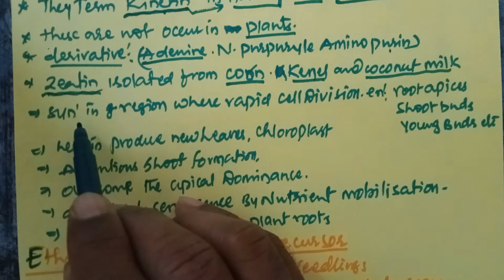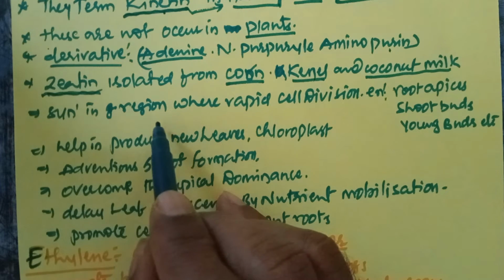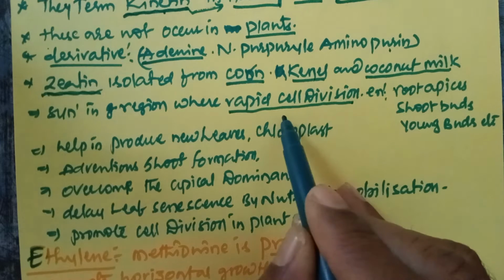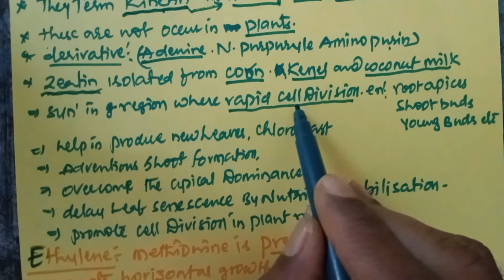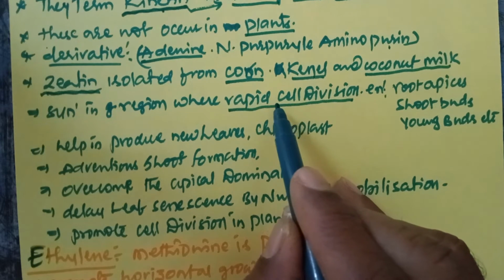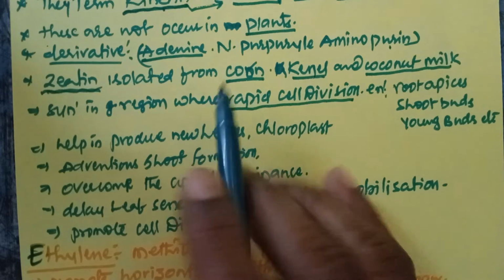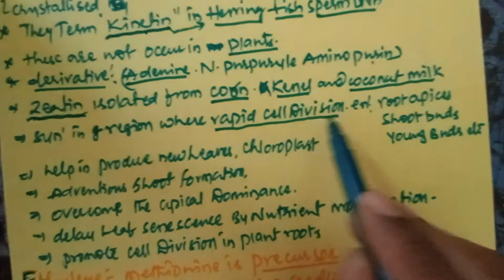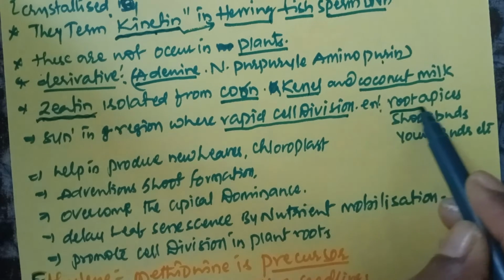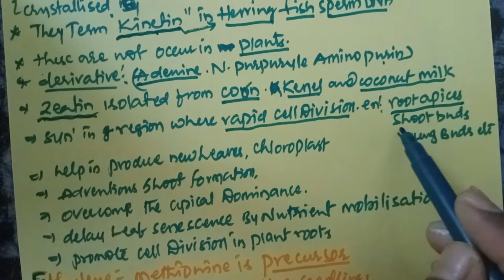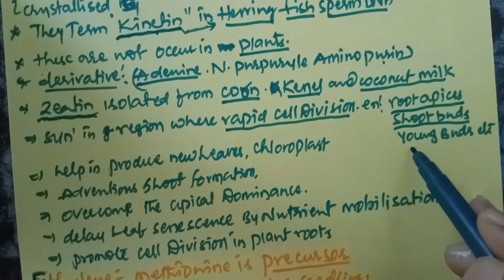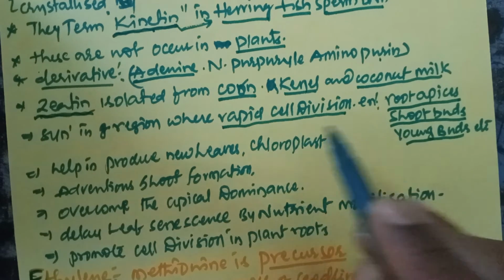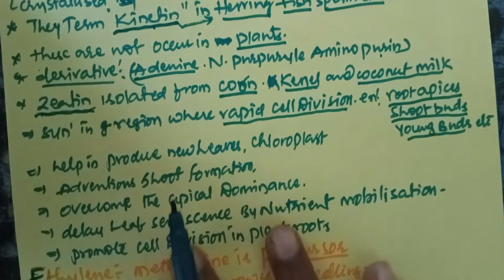Cytokinins are mainly synthesized in regions where cell division occurs rapidly. Where rapid cell division takes place in the plant body, there cytokinins are synthesized. Examples of those regions are the root apex and shoot buds, younger buds. These are the parts where cytokinins are synthesized.